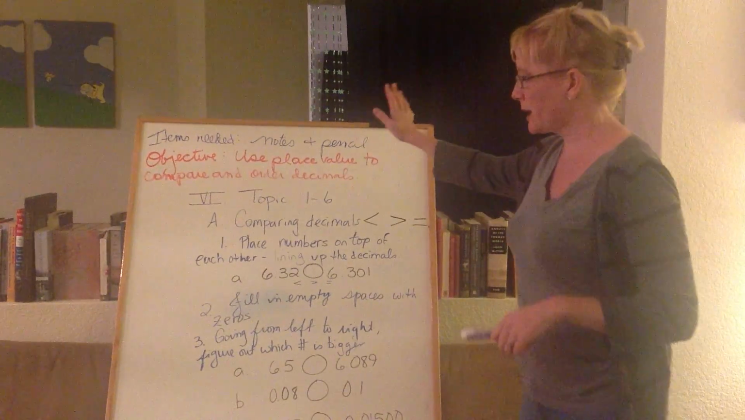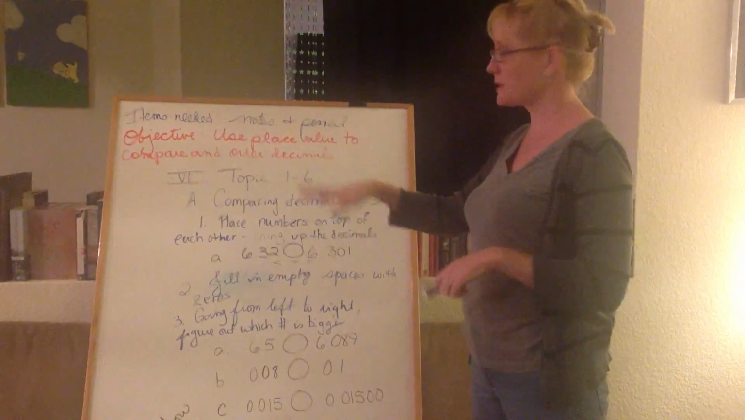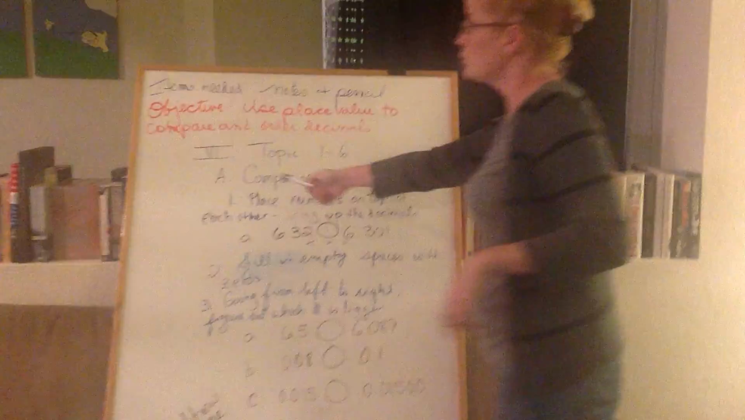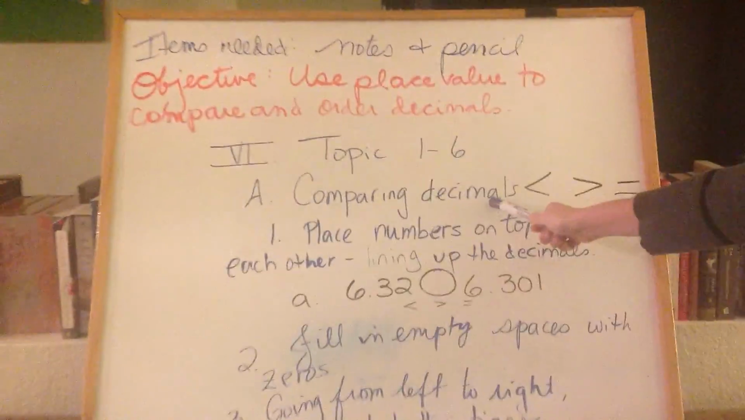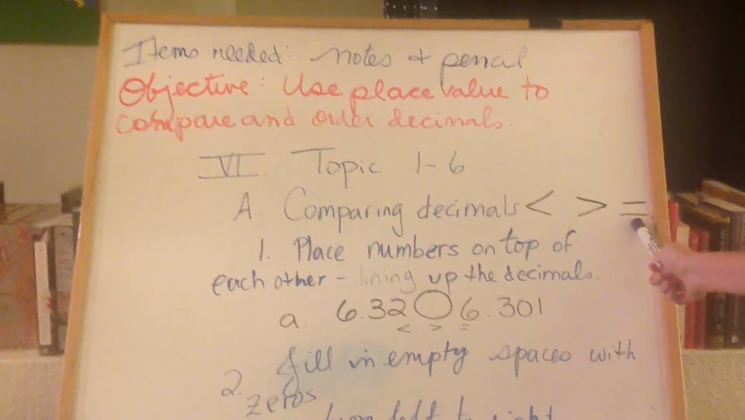So this is going to be 2 pages of notes. We're going to do all this, and then I have to erase it and put the next set of notes on there. So the first thing we're going to do is we're going to compare our decimals. You're going to put Roman numeral 6, because it's topic 6. And then you put an A, comparing decimals.